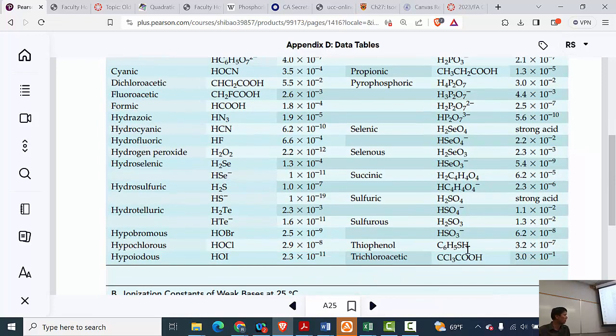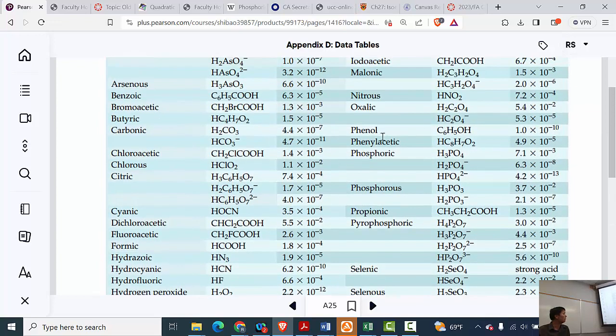Thiophenol is like an alcohol, except instead of oxygen, you have sulfur. And I talked about phenol yesterday. Phenol is an unusually strong acid for an alcohol. Phenol is an alcohol, but look at its Ka. You might look at that Ka and go, that Ka is nothing. 10 to the minus 10. That's an incredibly weak acid, and that's true. It's an incredibly weak acid, but it's not an acid, it's an alcohol, and so that means it's unusually strong.